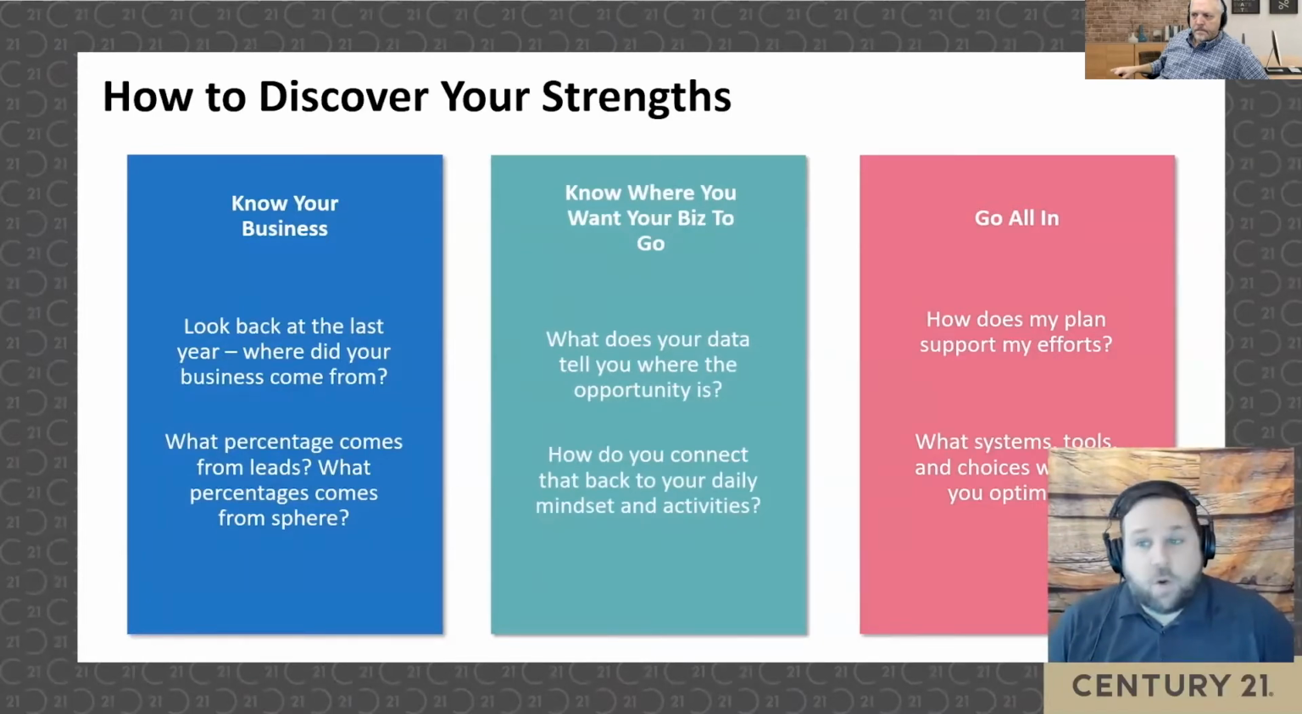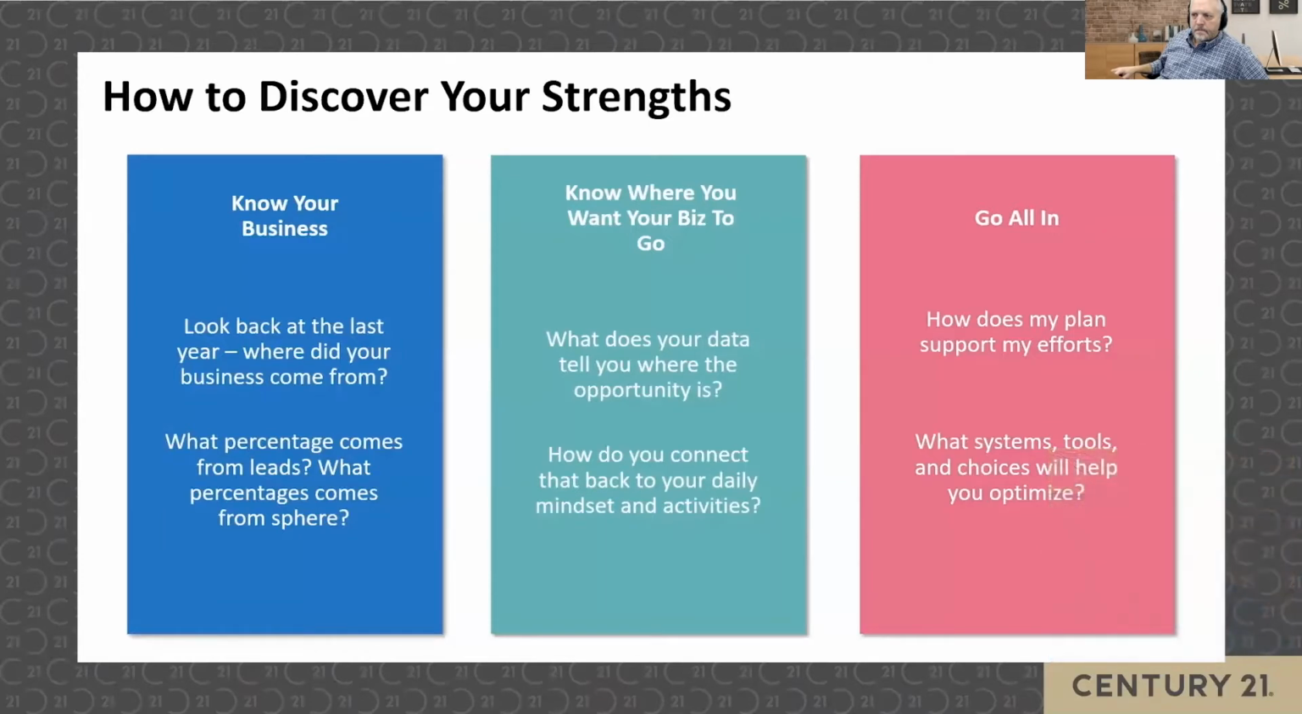And then finally, go all in. How does my plan support these efforts? And then using systems and tools to help us optimize the plan. Right? You should always have multiple pillars of business. I'm sure you've probably heard this in 4 or 5 different places. So if you find that most of your business is coming from 2 or 3 sources, it's a great time to take a look and say, well, what are some other segments of the market where perhaps I can gain some traction, gain some ground, and gain some leads?